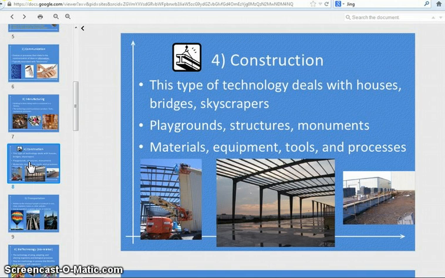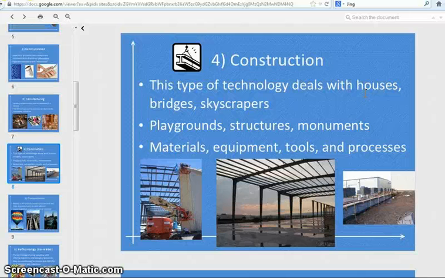Construction, types of technology that deals with houses, bridges, or skyscrapers, playground structures, monuments, materials, equipment, tools, and processes. So these are things that don't move. Buildings do not move. Skyscrapers do not move. Structures do not move. They're built. They're stationary. Playgrounds, they do not move. Monuments, they're kind of different than statues because monuments people go into. So it's kind of, they do not move and people have to go into them.